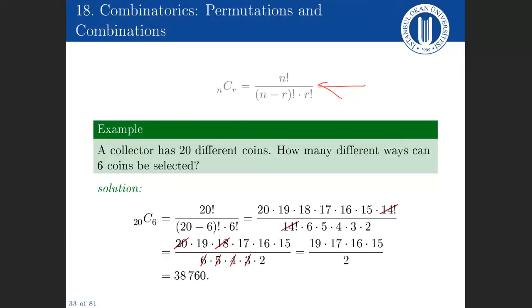A collector has 20 different coins. How many different ways can 6 coins be selected? In total, there are 20 objects, so n is 20, and we're going to be taking 6 of them. So r is going to be 6. In this question, we're asked to calculate 20 choose 6. We put these numbers into the formula, and I'm going to leave it for you to check that the answer is 38,760.